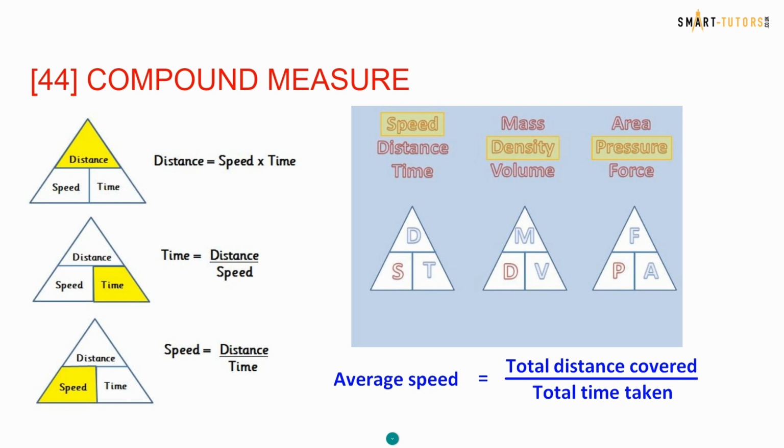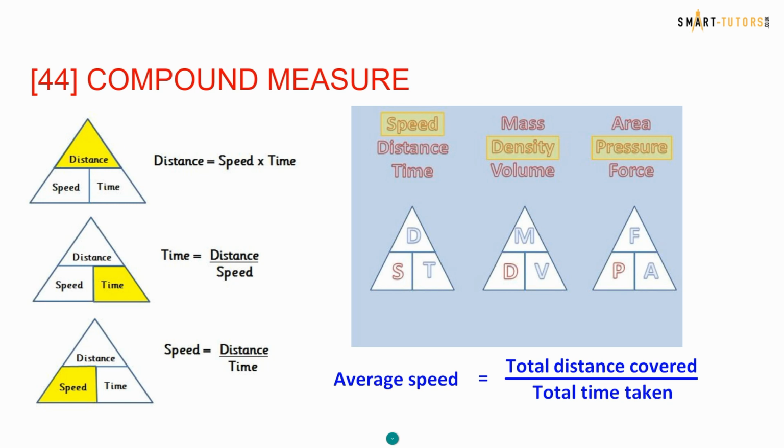The next set of equations is area, pressure and force. Pressure equals force divided by area. Area equals force divided by pressure. Force is equal to pressure times area. So for the average speed, if they're giving a journey with a couple of split details, the total distance covered divided by total time taken is going to be the average speed.